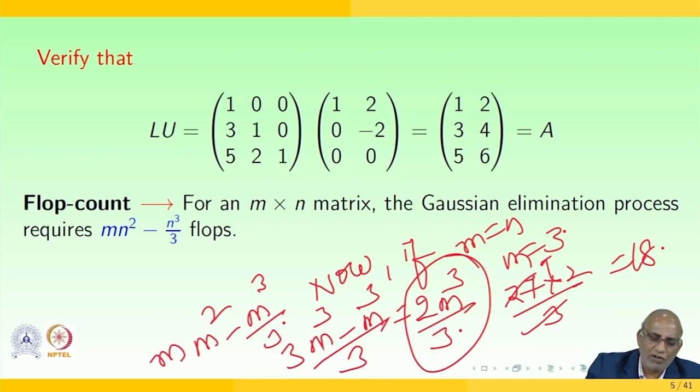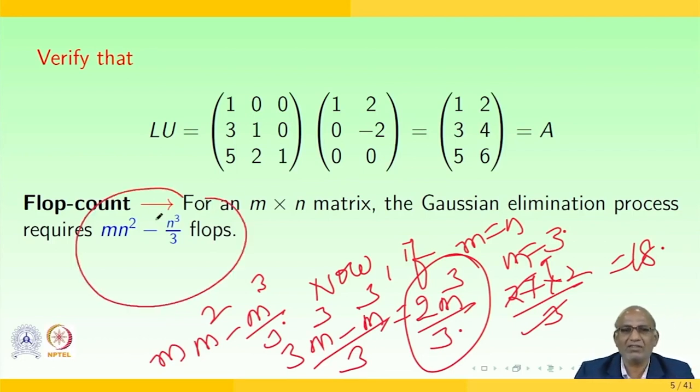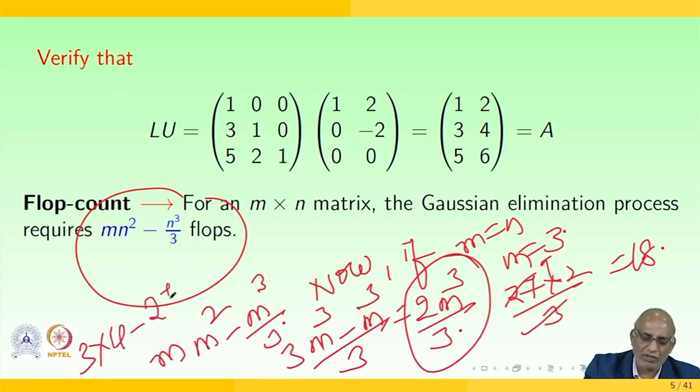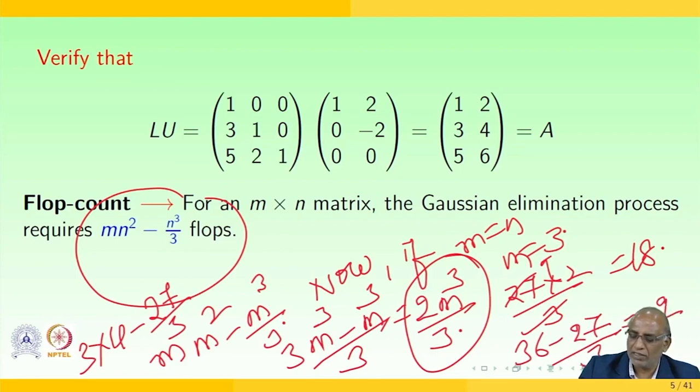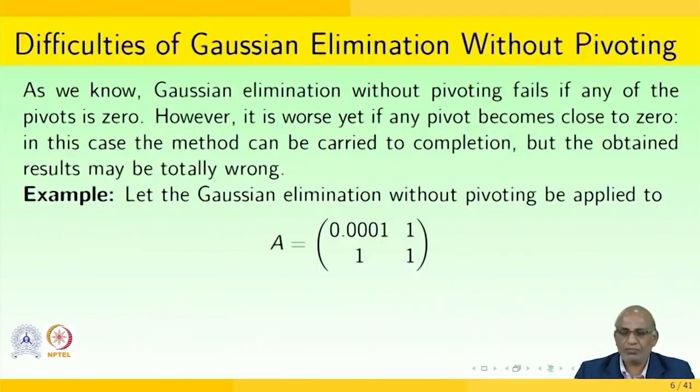So that means the floating point operation per second, that is what is called complexity of the algorithm. So in the previous case, m is equal to 3, n is equal to 2. So 3 into 2² minus 3, 3³, 27 divided by 3. So 36 minus 27 divided by 3. So which is equal to 9 by 3, which is 3.